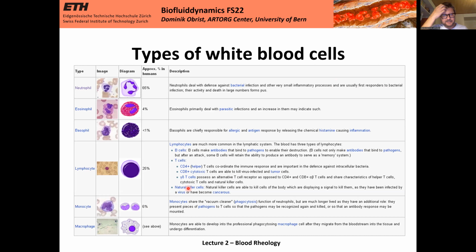Here you have a list of white blood cells. I don't want to go into any detail here. It's just for completeness's sake. I copied this table out of the Wikipedia page. Right? But you can see there are many different types.